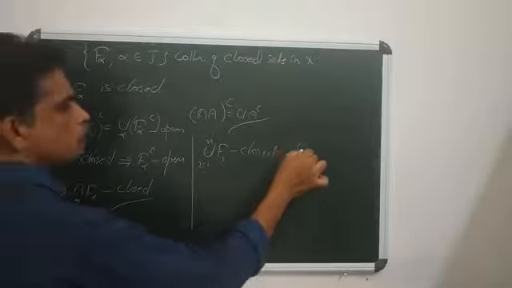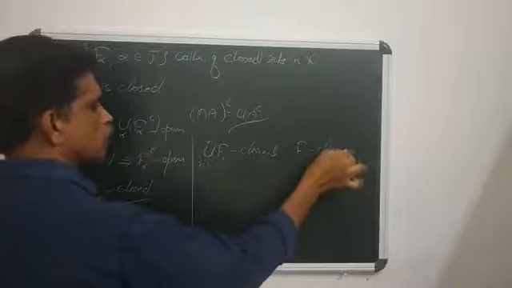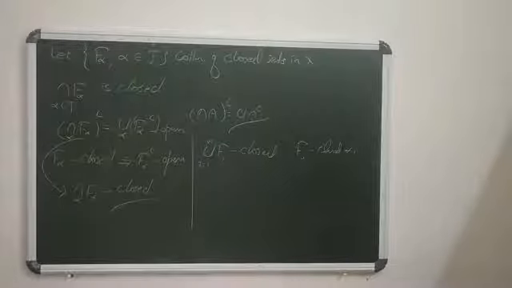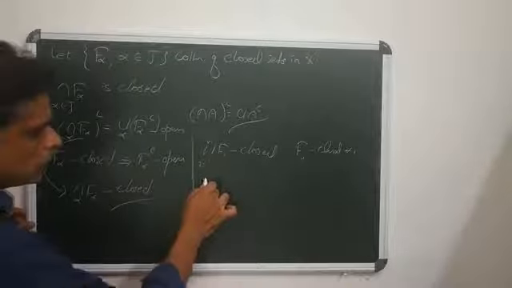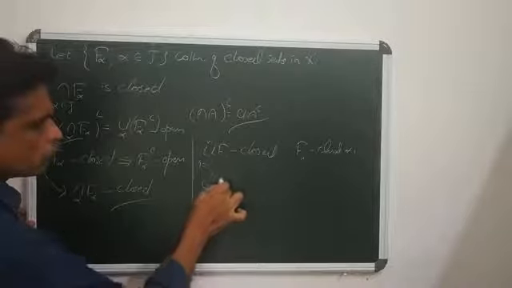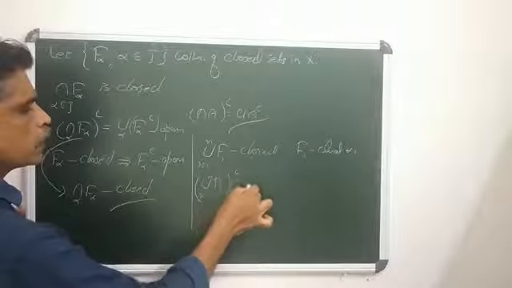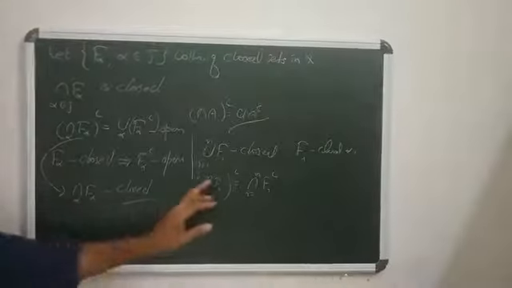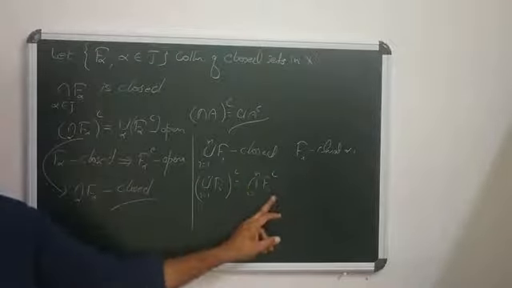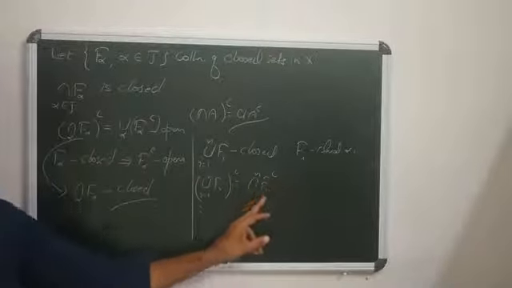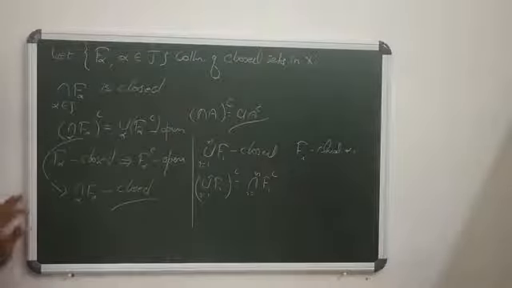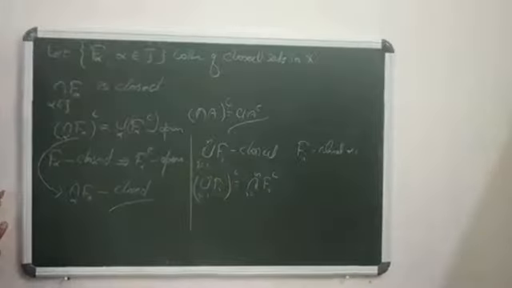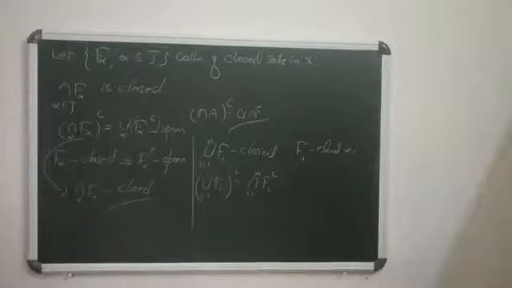So each Fi is closed. Then to show that the union of Fi, i ranges from 1 to n, is closed. What is the complement of the union of Fi, i from 1 to n? That equals the intersection of Fi complement, i from 1 to n. We know that since Fi is closed, Fi complement is open. Also we proved that the finite intersection of open sets is open. So clearly this right side is open, hence the left side is open, which means its complement is open, that means the union of Fi, i from 1 to n, is closed.